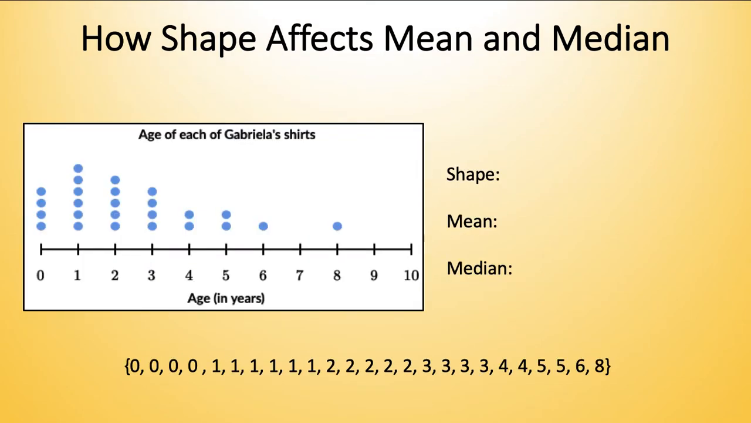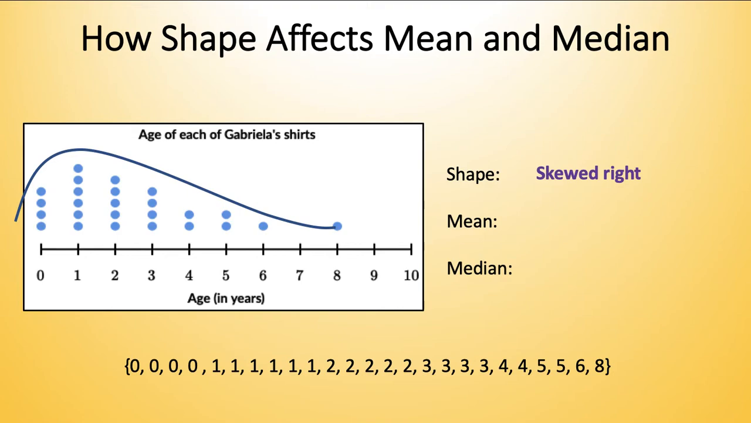The numbers in this third dot plot each represent the age of Gabriella's shirts measured in years. Notice most of the numbers are small because most of the shirts are newer. So we're seeing a bunch of zeros, meaning she's had these shirts for less than a year. We're seeing a bunch of ones, meaning she's had those shirts for a year. We're not seeing a lot of large numbers. Because of that, this distribution is skewed to the right.